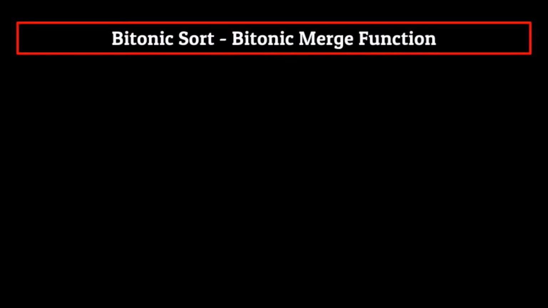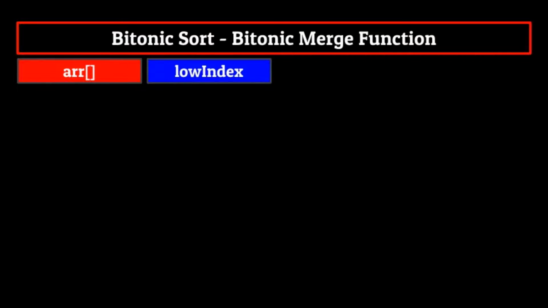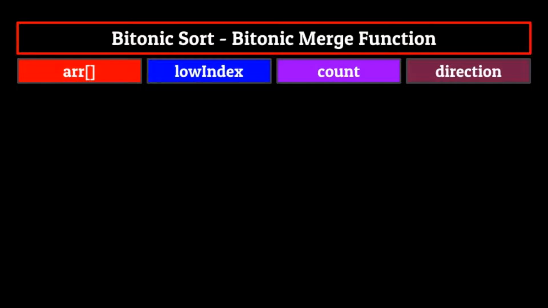The first thing to mention when talking about the Bitonic merge function is that it takes in 4 variables. These 4 variables are exactly the same as the 4 variables that were passed into the Bitonic sort function, those being an array to sort, an integer with the lowest index of the array or subarray to sort, an integer describing the number of elements to sort, and a direction to merge the list into.